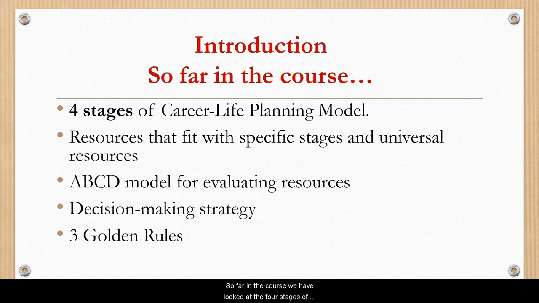So far in the course, we have looked at the 4 stages of the career life planning model: who am I, what's out there, and how do I get there, as well as the 4th stage or component of the model on evaluating, reviewing, and adjusting plans as needed. We've also looked at resources that fit with specific stages and universal resources that fit with all of the stages. And we have looked at the ABCD model for evaluating resources, as well as a decision-making strategy. And last week, I also introduced to you the 3 golden rules of information management.